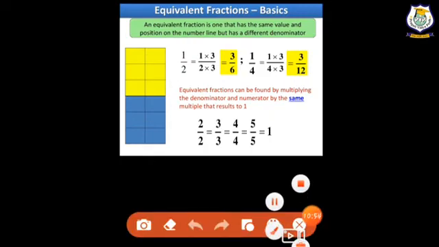Definition, I have already told you, again I will repeat it. An equivalent fraction is one that has the same value and position on the number line but has a different denominator. There also the denominator and numerator are different, but when we have solved, we are getting the same fraction, it means equivalent fraction.